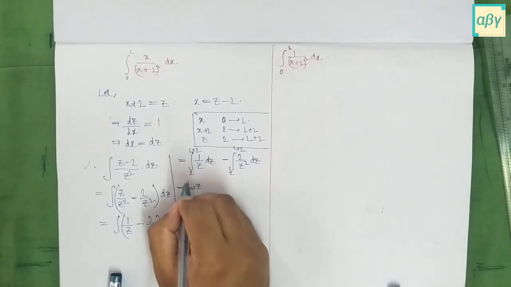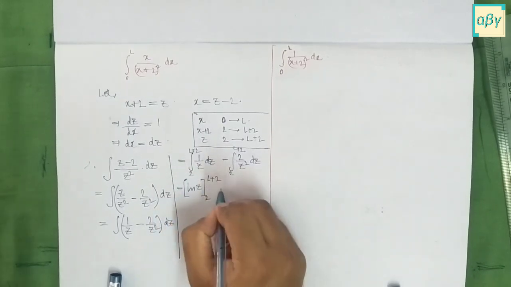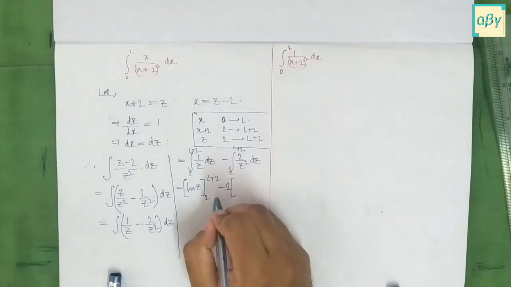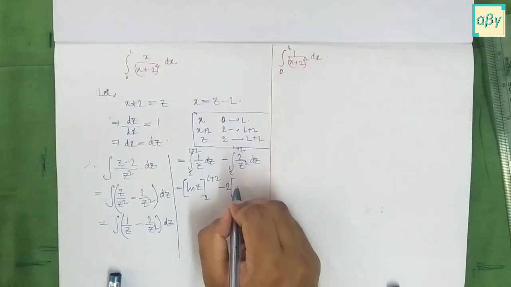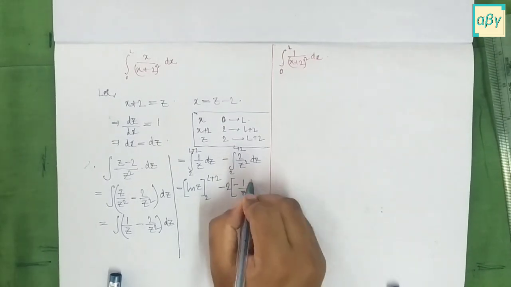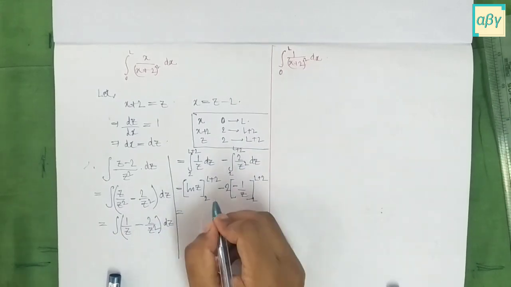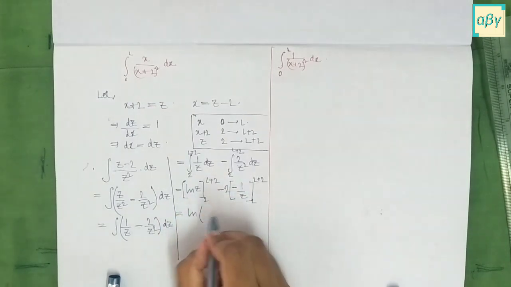So ln of z, the limits are from 2 to L plus 2, minus integration 2 will be a constant, so it will come outside. Integration of 1 by z square with respect to dz is minus of 1 by z, limits are from 2 to L plus 2. So this will be equals now ln of L plus 2 minus ln of 2.